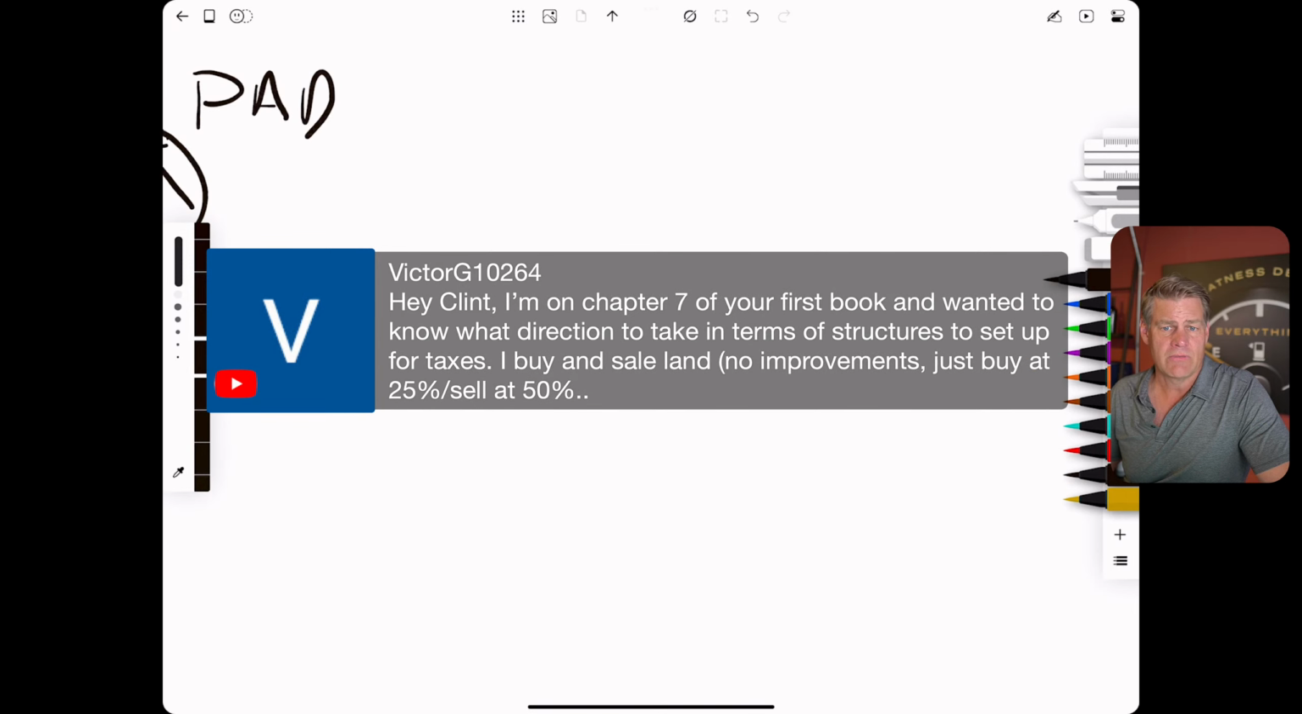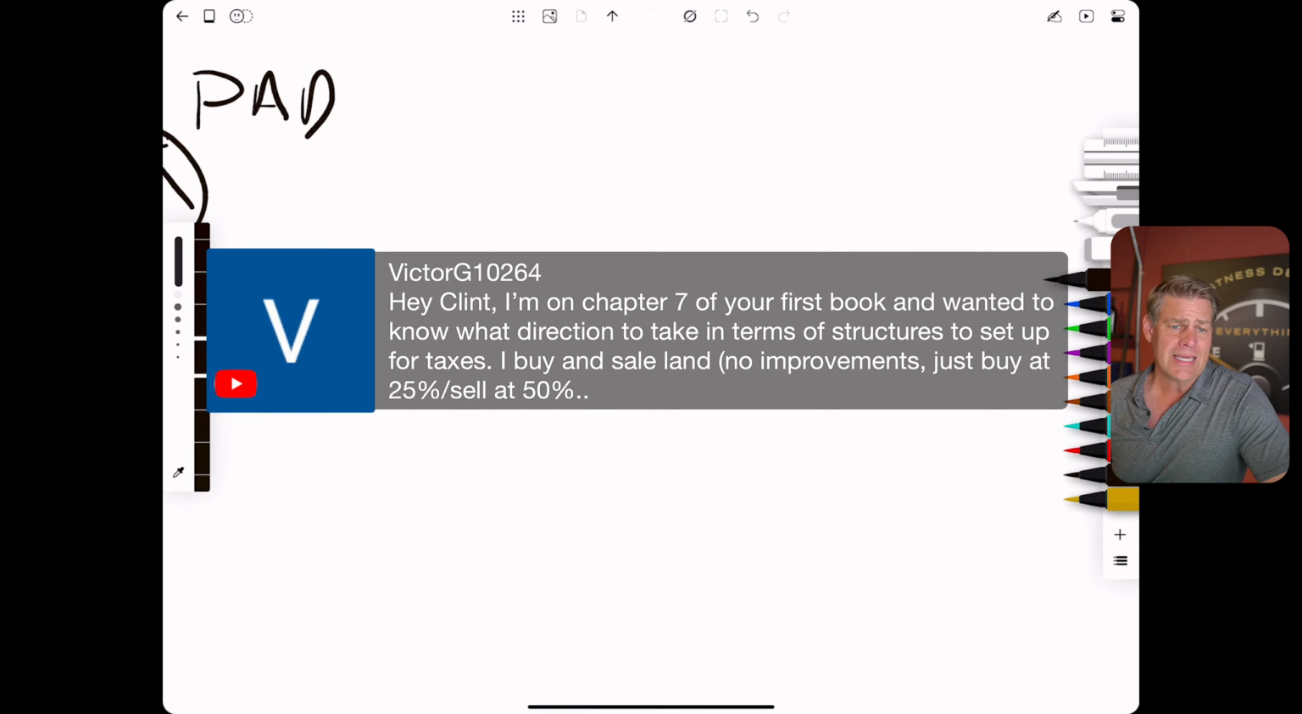Clint, I'm on chapter 7 of your first book. Okay, not my latest book. You're working your way up there, Victor. And I wanted to know what direction to take in terms of structures to set up for taxes. I buy and sell land, no improvements. I buy at 25% and sell at 50%.